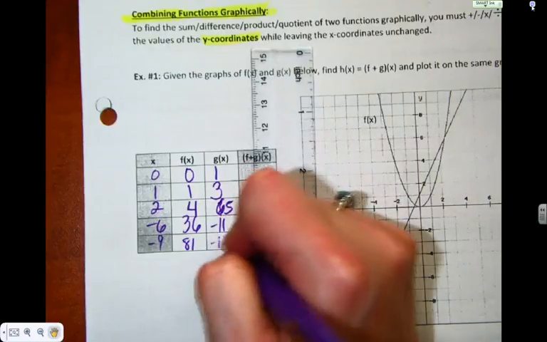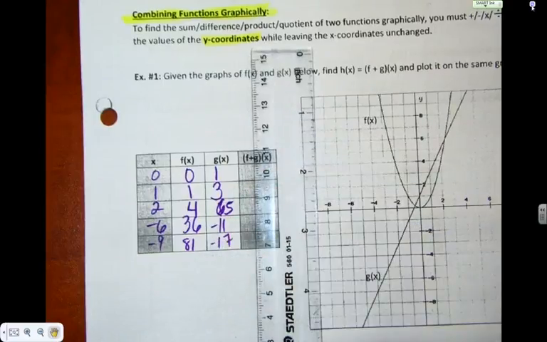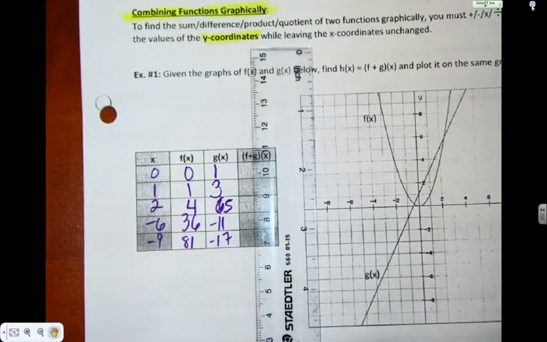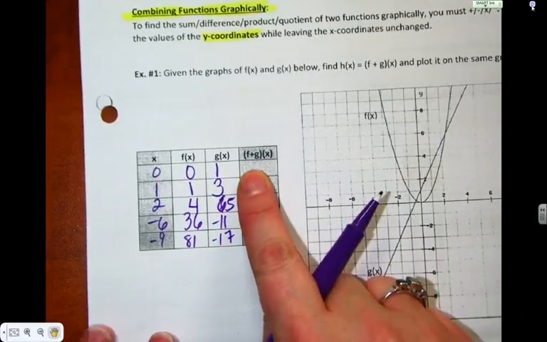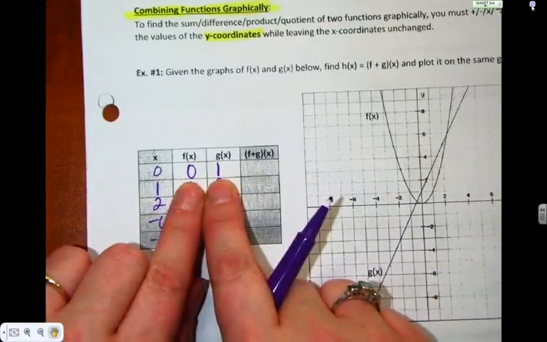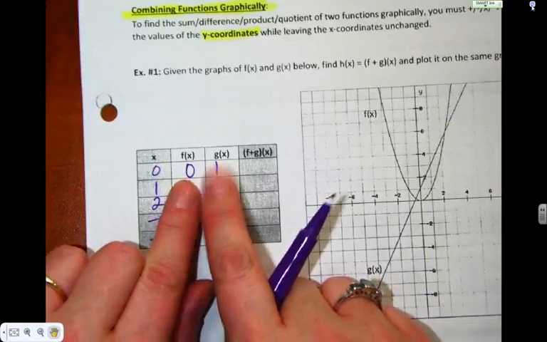Offer of negative 17. Yes, with the question mark. In hindsight, it's not going to matter anyway because it's going to be off the graph. Let's just pretend it's negative 17. This question has asked us to add, so what we're doing is taking f of x plus g of x, so we're physically adding. What's 0 plus 1?